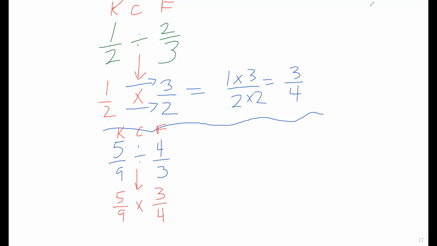And then from here, we're back in familiar territory. So we multiply straight across the top and straight across the bottom. So 5 times 3 gives me 15, and 9 times 4 gives me 36. I know that 15 and 36 both have 3 in common, so I can divide by 3. That's going to give me 5/12. And that, my friends, is dividing fractions.